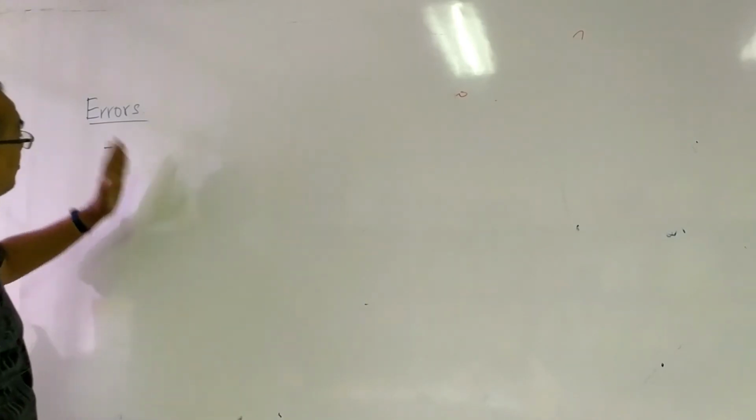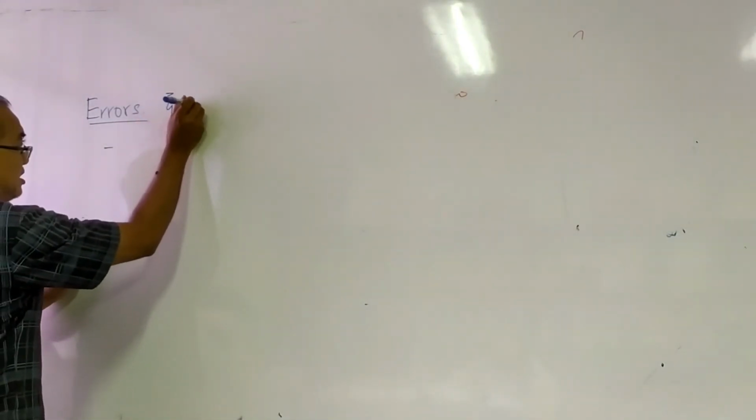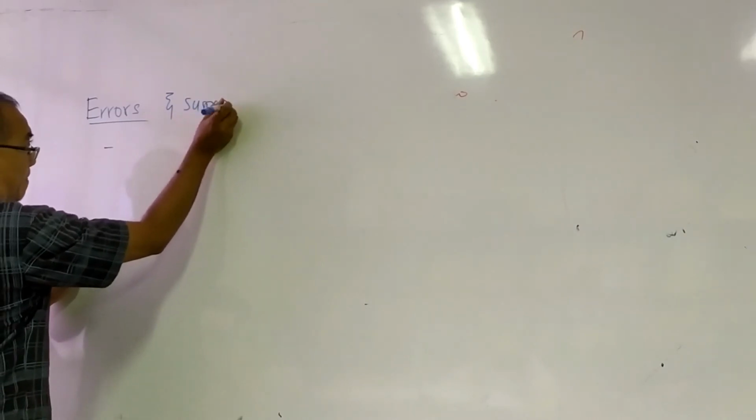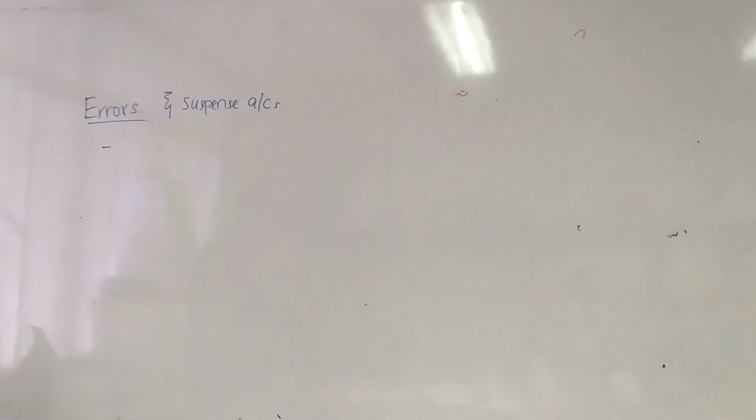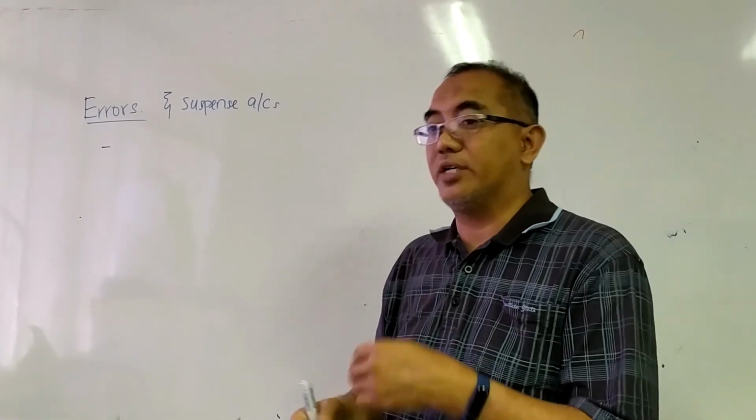Errors and suspense accounts. The third topic in your syllabus is errors and suspense accounts. So errors come from, of course, mistakes when you are recording.